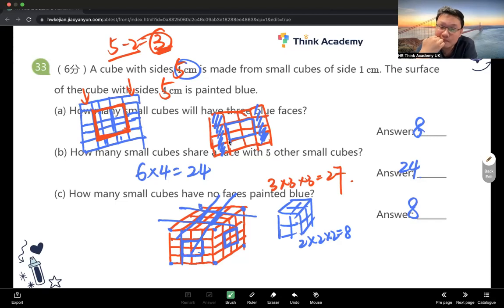Wait, so do you mean the cubes that are inside aren't painted? Yes, the cubes that are inside will not be painted. Okay.